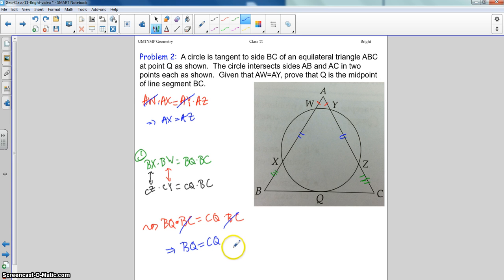And as a result, I can say, therefore, Q is the midpoint. And so finally I got these line segments to be of equal length. Q is the midpoint of BC. Done. Okay, and so this one, again, utilized the power of a point theorem 3 total times.